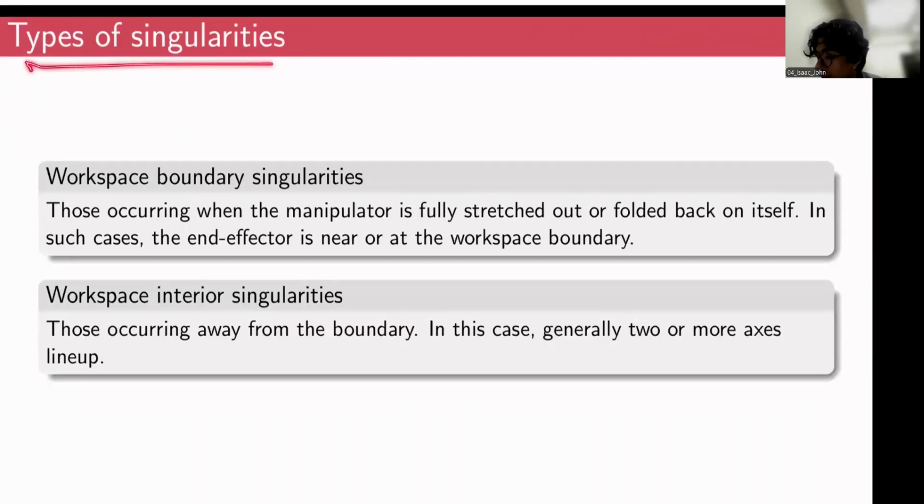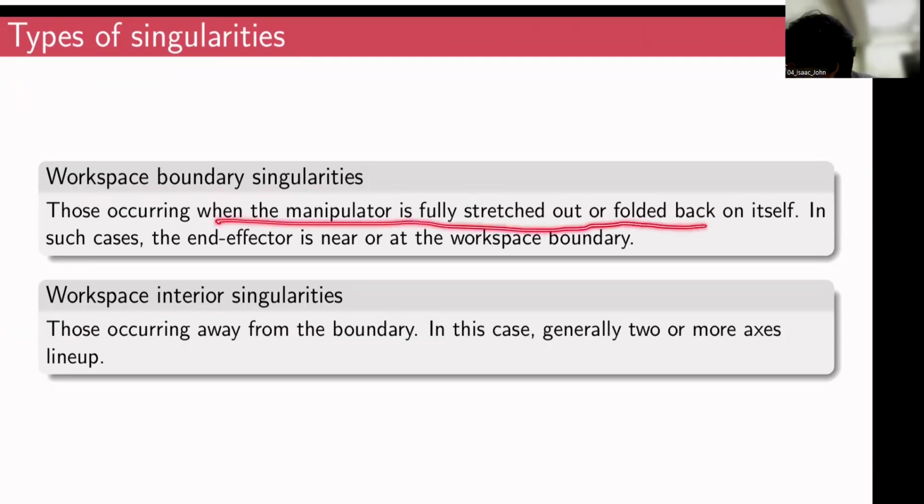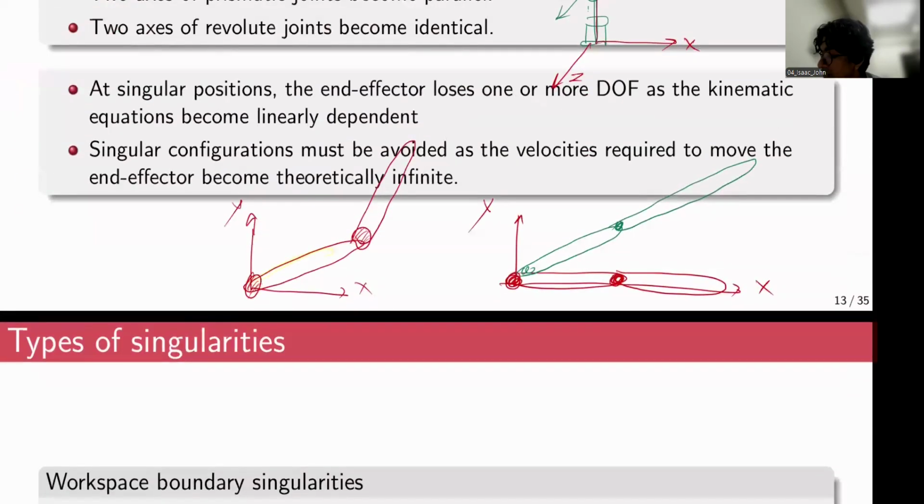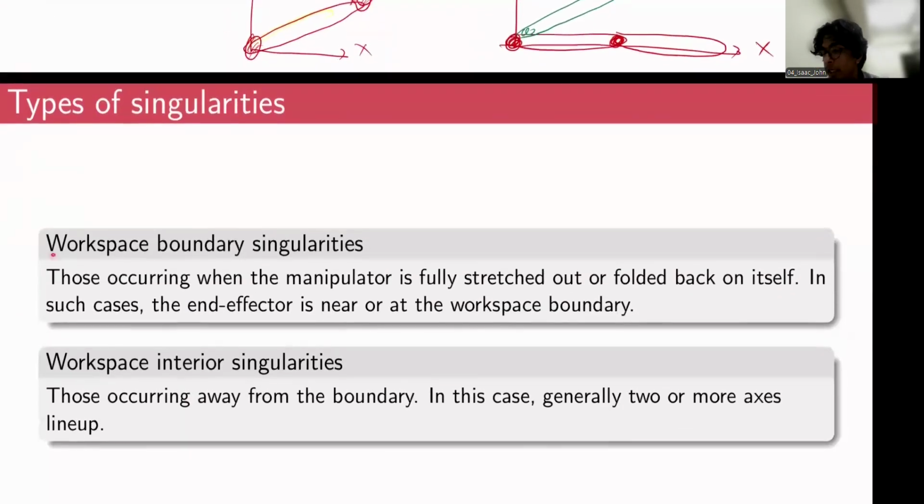So typically we have two types of singularities. Workspace boundary singularities, they will occur when the manipulator is fully stretched or folded on itself. In such cases, the end effector is near its workspace boundary. So in the case we have seen over here, in case of an RR robot, when it is fully stretched, that means it has reached its end of the workspace. It cannot move any further than that. So that is a workspace singularity. It occurs at the extremities of the workspace.